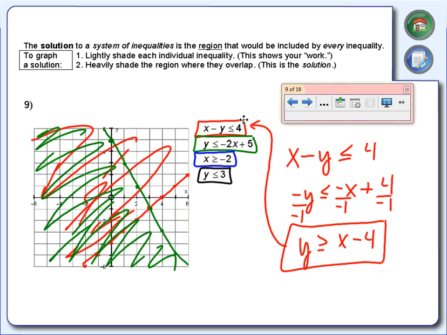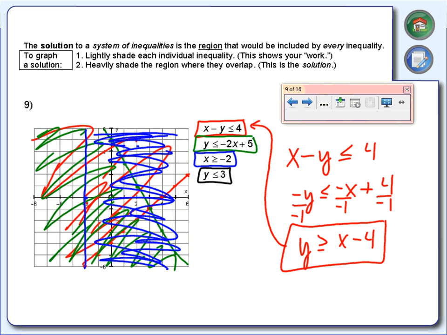Here comes the third one. There you go. Vertical line through the -2. And this time there is no top or bottom, so it should be shading to the right. That's where the x values are greater than or equal to -2. All right, we got one more to go here.